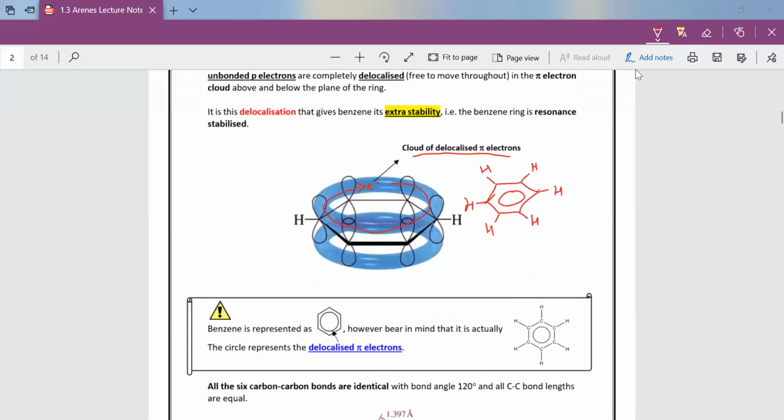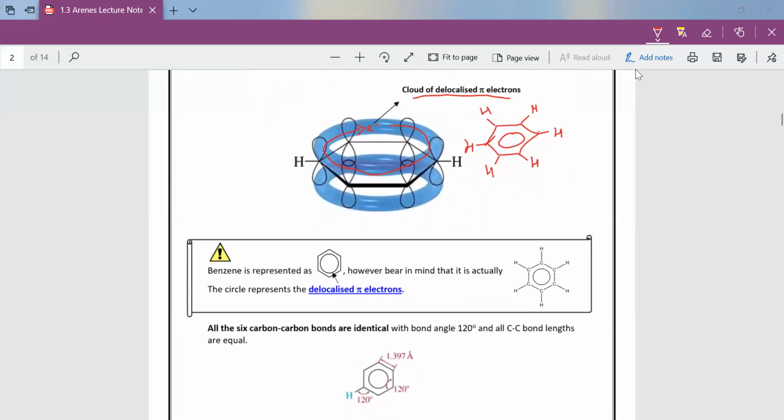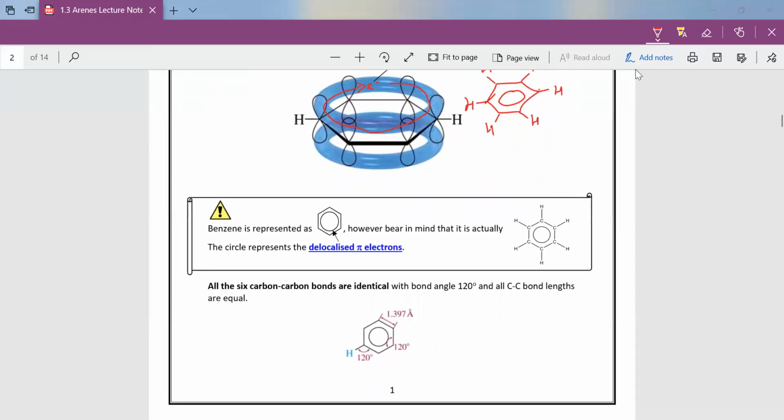Oh yeah, please take note that the CC bond length is the same for all 6 bonds: 1, 2, 3, 4, 5, 6. They all have the same length, and the bond angle is 120.